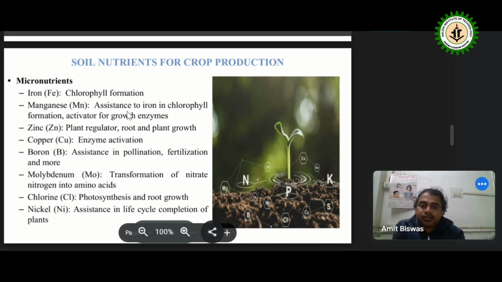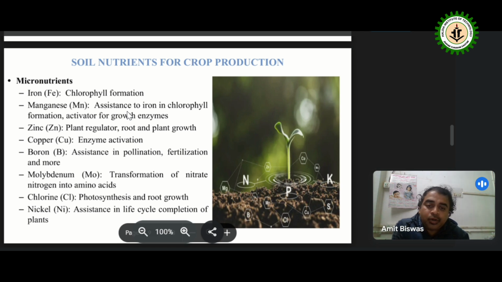Now the micronutrients. Several micronutrients are required, that is iron, manganese, zinc, copper, boron, molybdenum, chlorine, and nickel. Iron is for chlorophyll formation. Manganese is for assistance to iron in chlorophyll formation, and an activator for growth enzymes. Zinc is required for plant growth regulation and root growth. Copper is for enzyme activation.